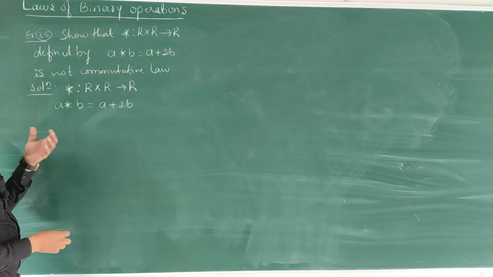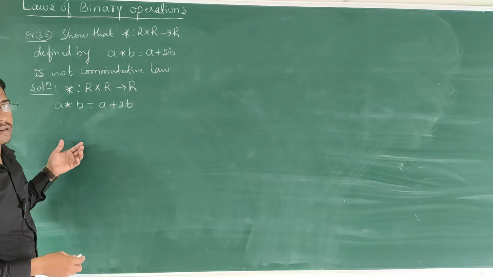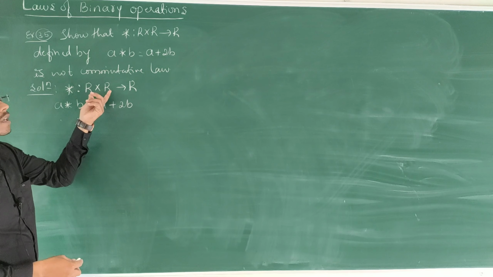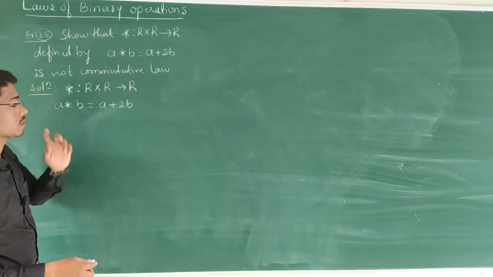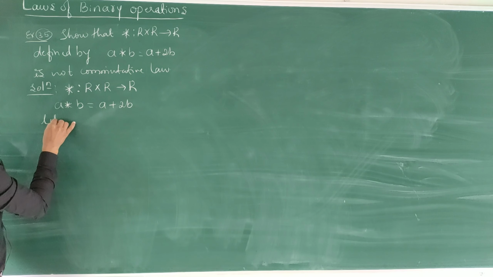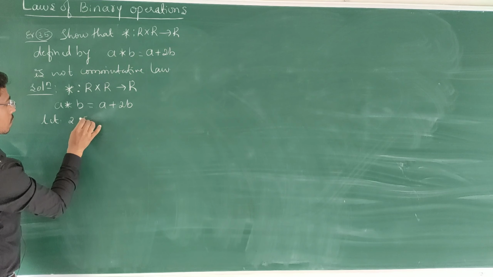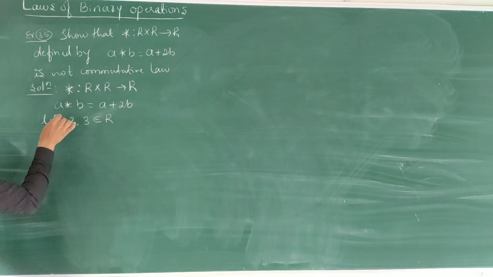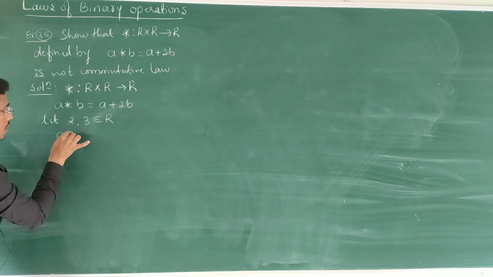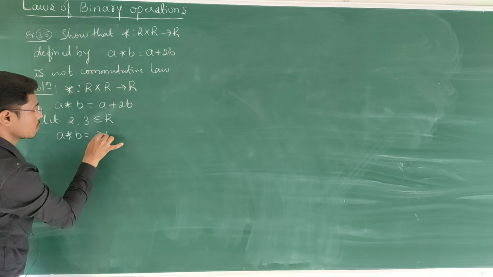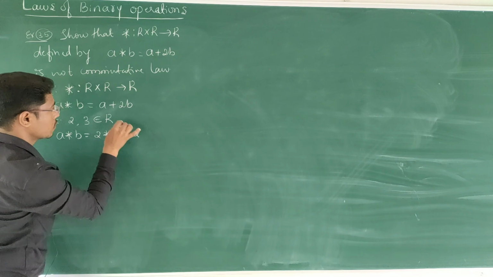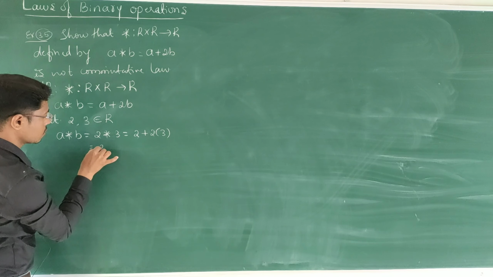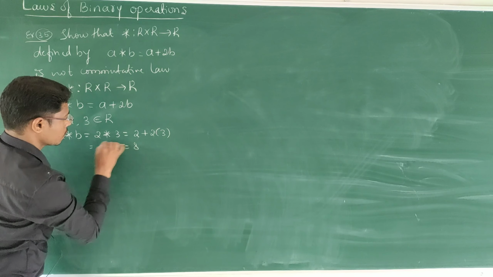Whenever they say to show that this is not commutative, in that case consider particular numbers from the given set. Given here the set of real numbers, I will consider two numbers. Let 2, 3 belong to the set of real numbers, right? So put in a star b, that is 2 star 3 equal to a plus 2 into b, where b is 3. This is 2 plus 6 equal to 8, right?